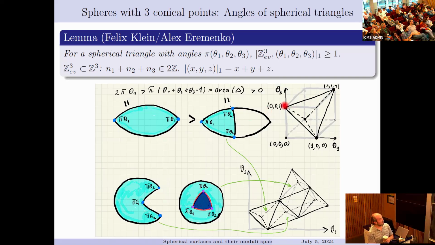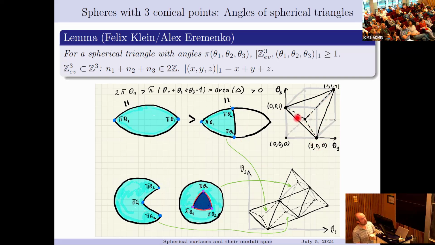Okay, so first let's focus on the convex case when all these angles are less than pi. Suppose we have a convex triangle. So what do we do? We plot theta 1, theta 2, theta 3 inside of the cube. And this cube is 1 by 1 by 1. And we want to know for which points inside of the cube there is a spherical triangle. And the claim is that the triangle exists more or less if and only if you are inside of this simplex. Okay, so this is a simplex.